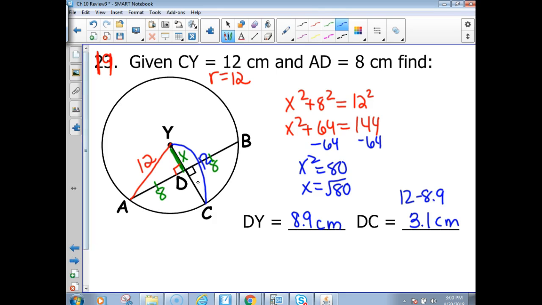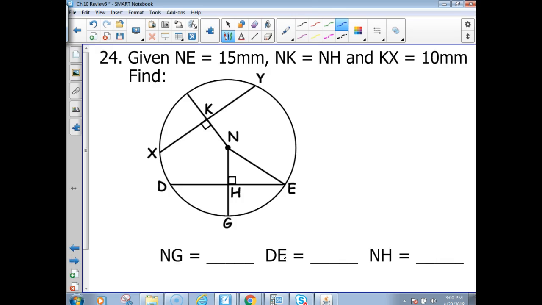Okay, everybody understand? I wanted D to C. I subtracted, this was 8.9. I had to subtract it from 12. That's radius. All right, 24.